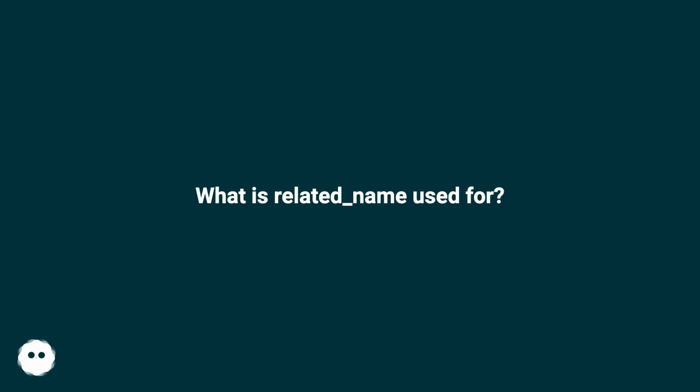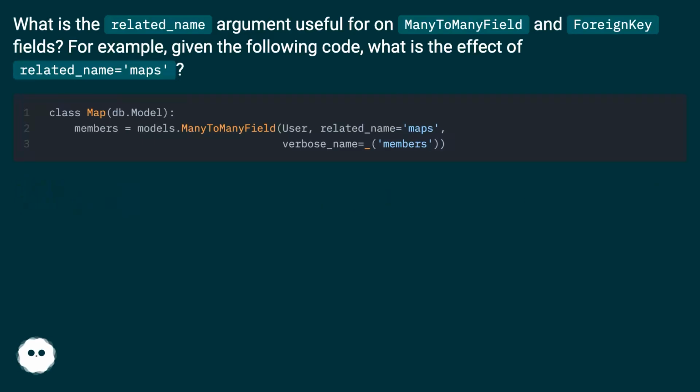What is related_name used for? What is the related_name argument useful for on ManyToManyField and ForeignKey fields? For example, given the following code, what is the effect of related_name equals maps?